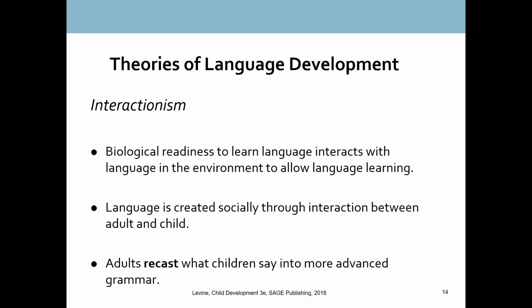One process that's been shown in research to be used by adults is called recasting. So adults recast what children say into more advanced grammar. An example of this would be, suppose the child says to you, "more cookies." You might say back to them, "Oh, do you want more cookies?" You don't say back "more cookies." You expand, you recast it into a more grammatically correct form.